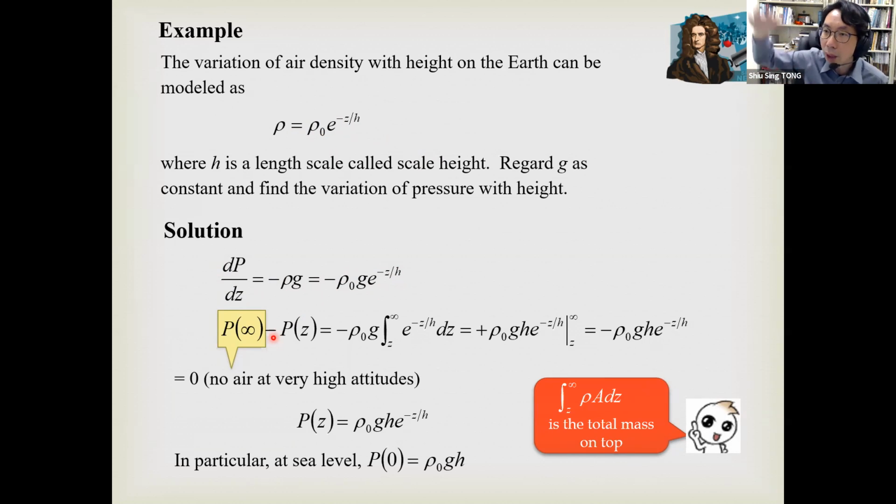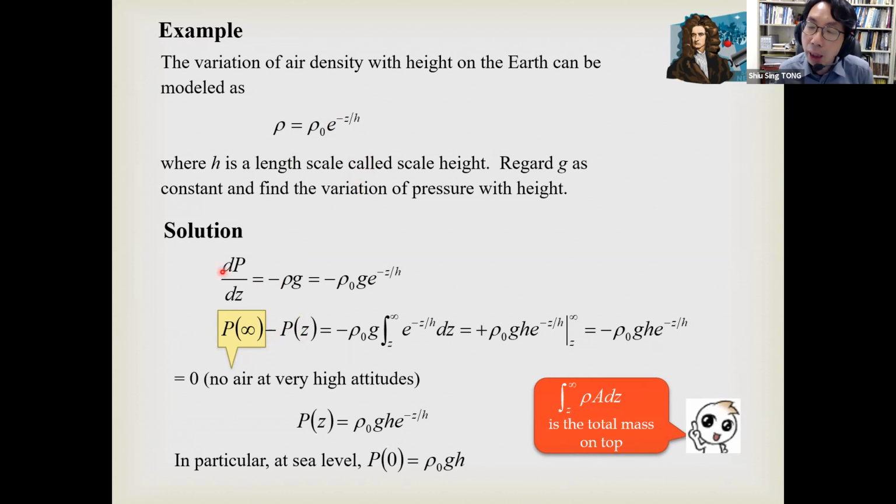Now, suppose we are describing the Earth's atmosphere, and we can regard z equal to 0 at sea level. And if I go to z equal to infinity, that means I go to outer space. In outer space, I don't have any air, so the density there will be 0. So when I go to z equal to infinity, I essentially go to space where there's no air. That's why I integrate from a certain height above sea level to infinity.